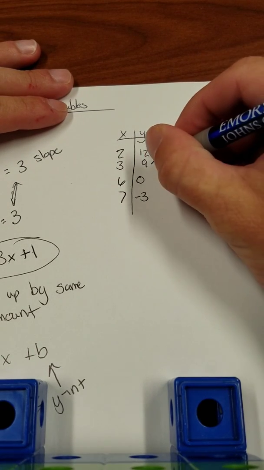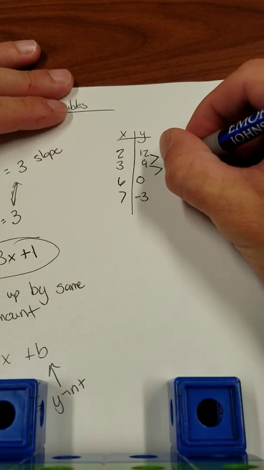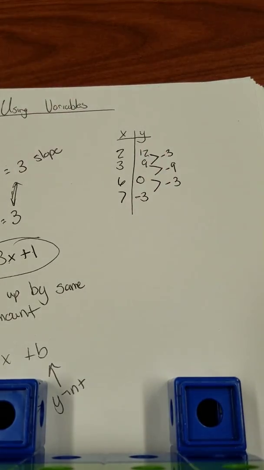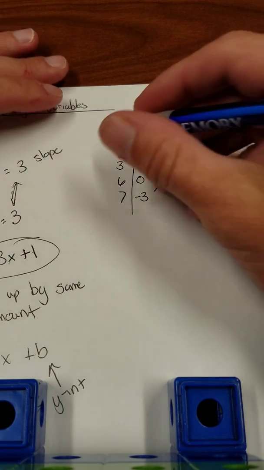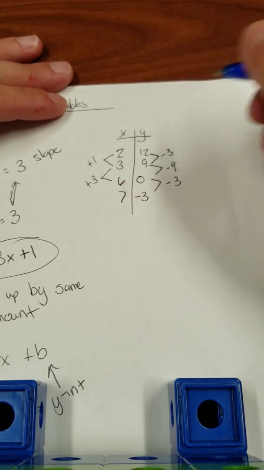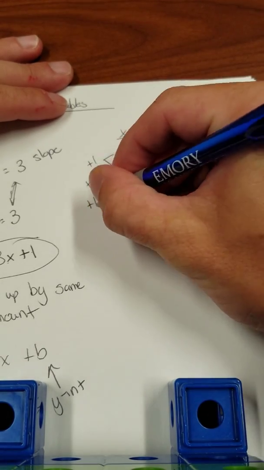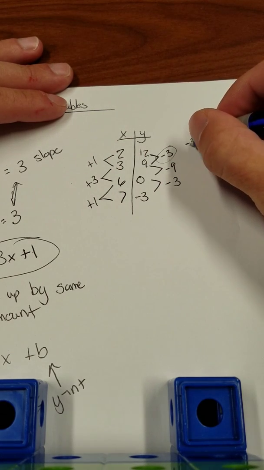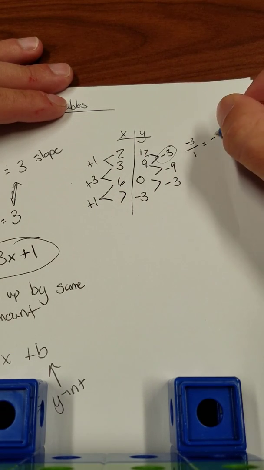Down by 3, down by 9, down by 3. Notice I'm putting a negative out there because it's going down. 2 to 3, that's up by 1. 3 to 6, that is up by 3. 6 to 7, that's up by 1. Divide them. Take negative 3 divided by 1. That gives you negative 3.